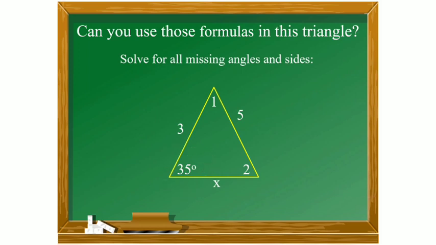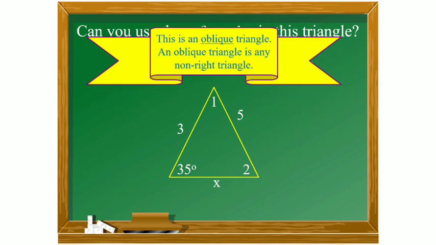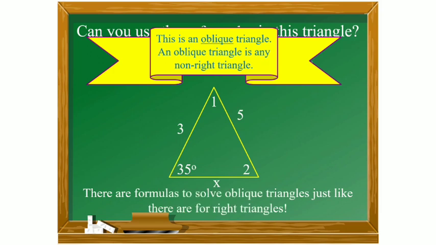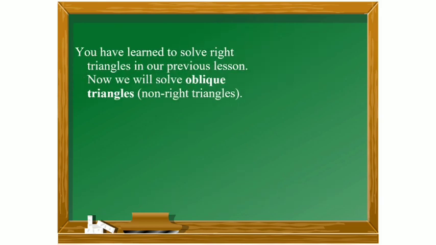And this triangle is what we call an oblique triangle. An oblique triangle is any non-right triangle. So what is the meaning of non-right triangle? Meaning there is no right angle. There are formulas to solve oblique triangles, just like there are for right triangles. You have learned to solve right triangles in our previous lesson. Now, we will solve oblique triangles, or what we call the non-right triangles.